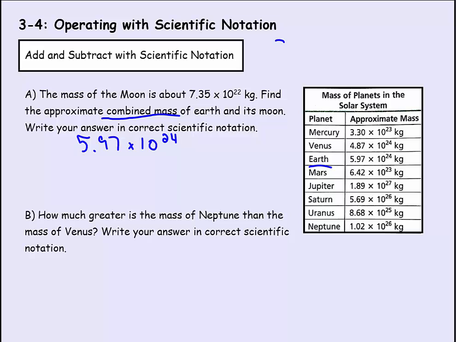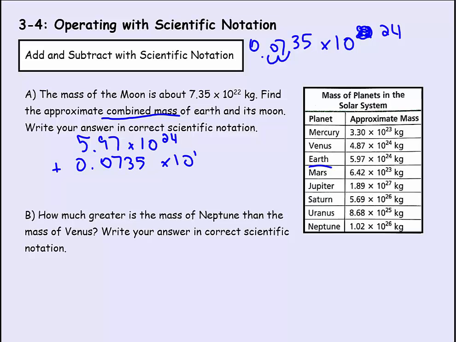So let's do that. We have 7.35 times 10 to the 22nd. We want this number to go up, so therefore to keep the number the same, this has to go down. If we divide it by 10 twice, so 0.0735, since we divided by 10 twice, we can now multiply 2 more times 10. So times 10 to the 24th instead of the 22nd. So here's our new number, 0.0735 times 10 to the 24th. So that's what we're adding here, plus 0.0735 times 10 to the 24th.